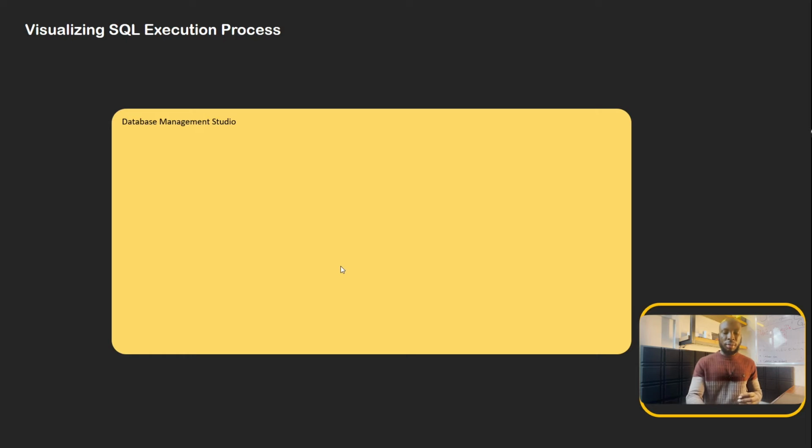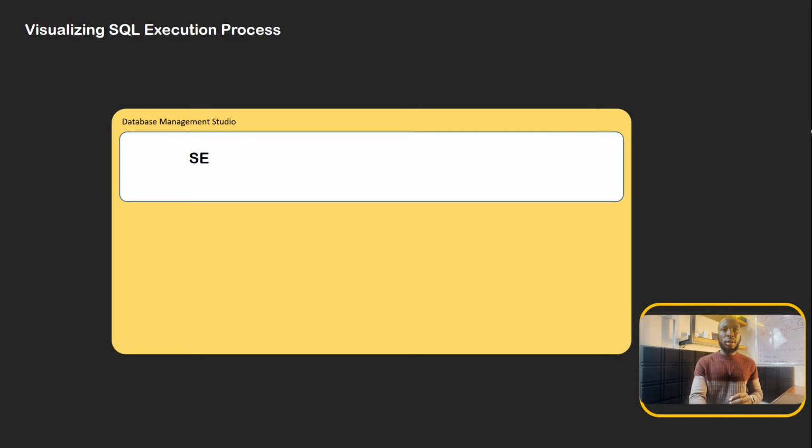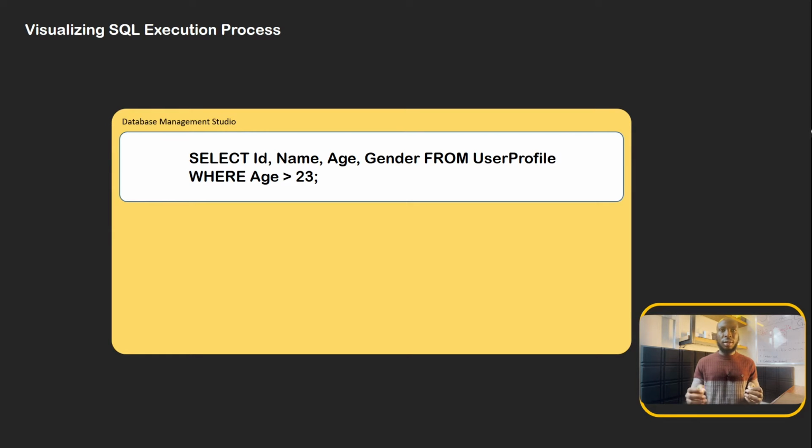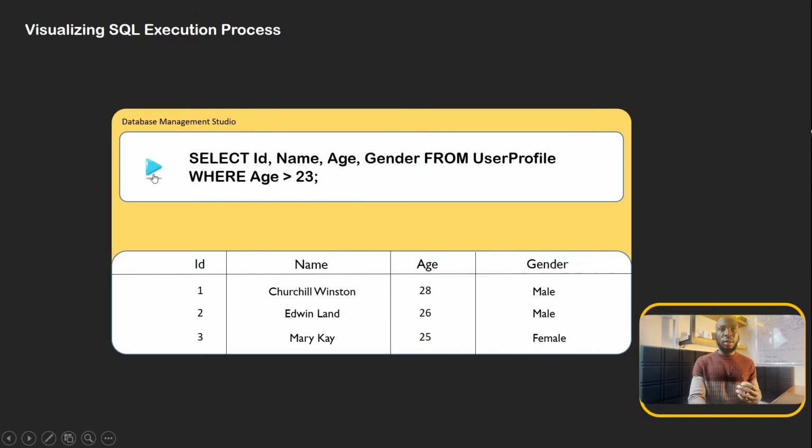So let's say we have a database management studio, and we start to enter a query, which is select name, gender, age from a particular table, and this table is called user profile, and we have a condition that says where age is greater than 23. The next thing you want to do is to obviously run the query, and then it loads, and then it generates some results. This is what we are used to, all right, which is fine.